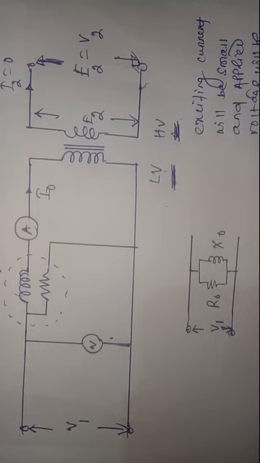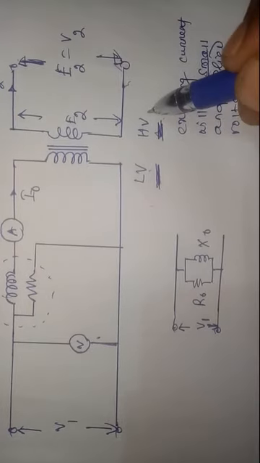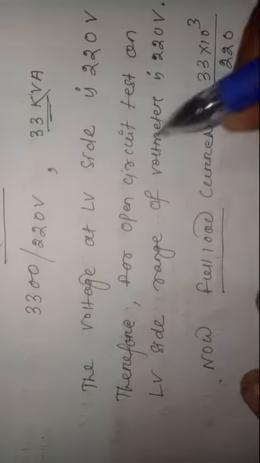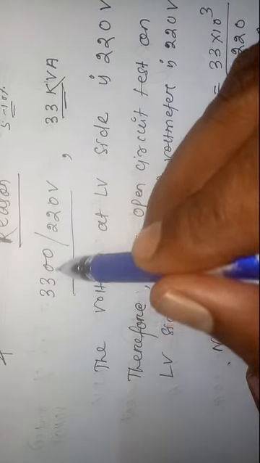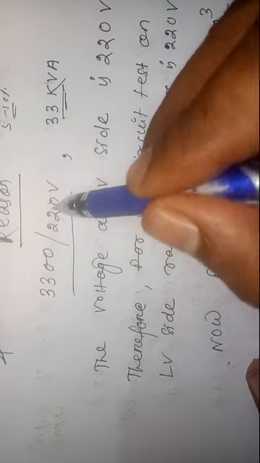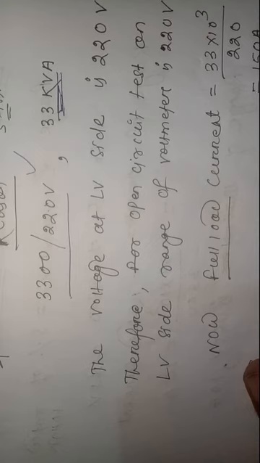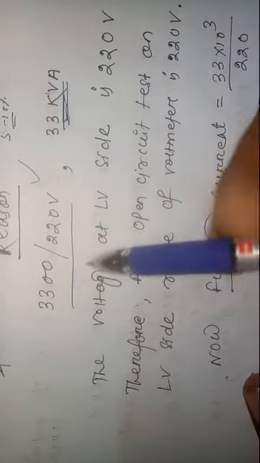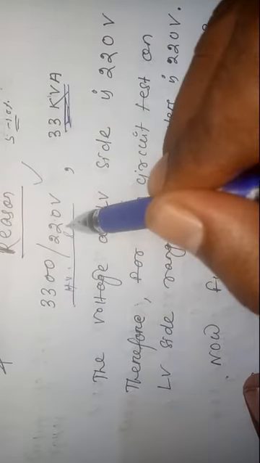Now let's discuss the practical difficulties here, as the exciting current will be small and the applied voltage will be high if we conduct the test on the HV side. Let's take an example. Take a transformer whose rating is 3300/220 volt and 33 kVA. This is a standard rating I have taken to illustrate what I said. Look at this voltage ratio. This one is the HV side, the high voltage side, and this one is the LV side.